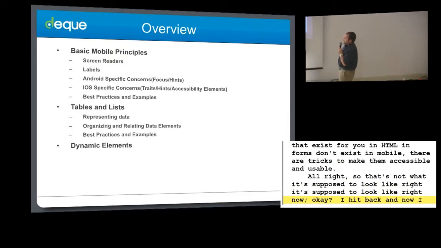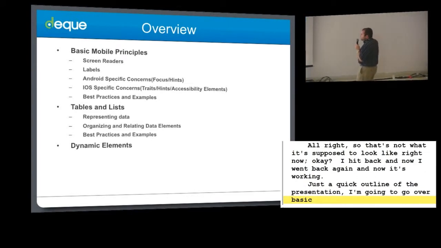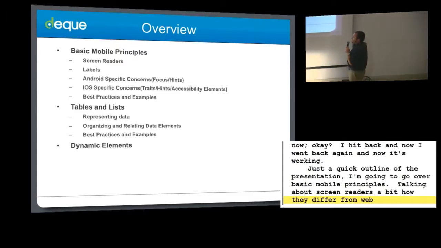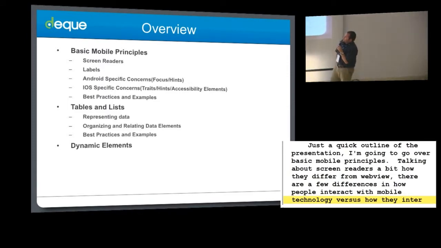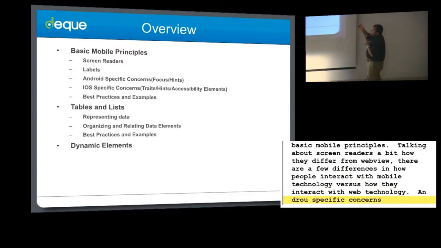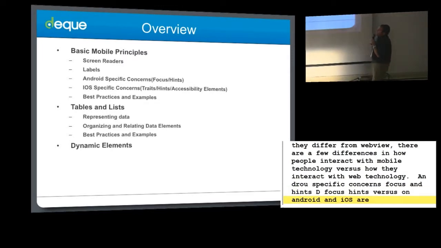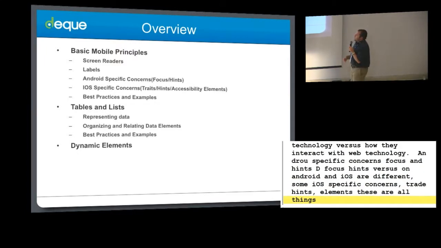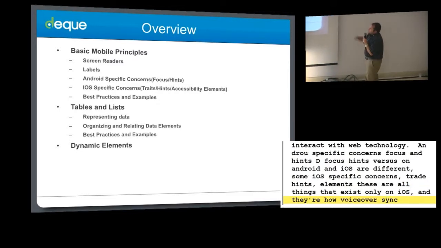Just a quick outline of the presentation. I'm going to go over some basic mobile principles. Then I'll talk to you about screen readers and how screen readers on mobile differ from screen readers on the web. There are a few differences in how people interact with mobile technology versus web technology. Then Android-specific concerns, focus and hints. Focus and hints on Android and hints on iOS are different, so we'll cover that. Then some iOS-specific concerns: traits, hints, accessibility elements. These exist only on iOS, and they're how VoiceOver syncs with your application. And then some best practices.